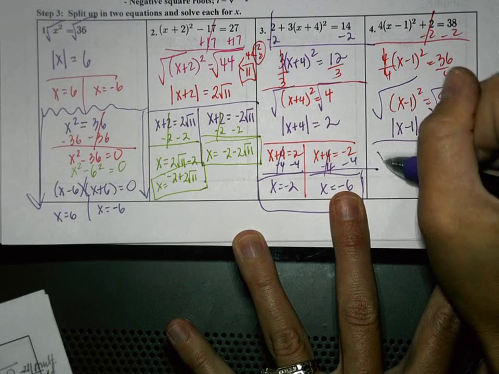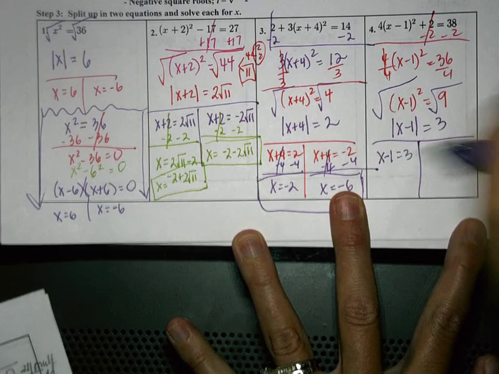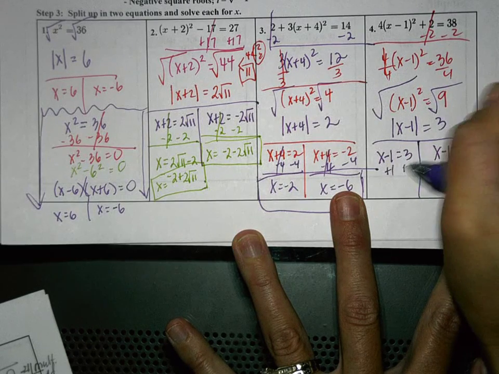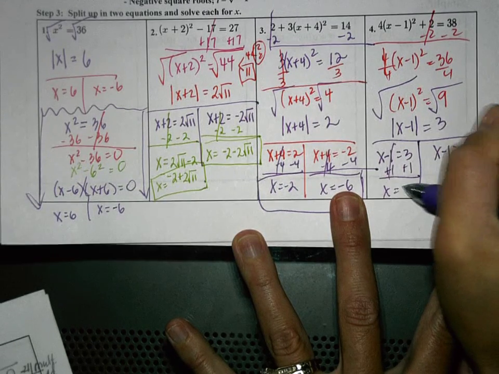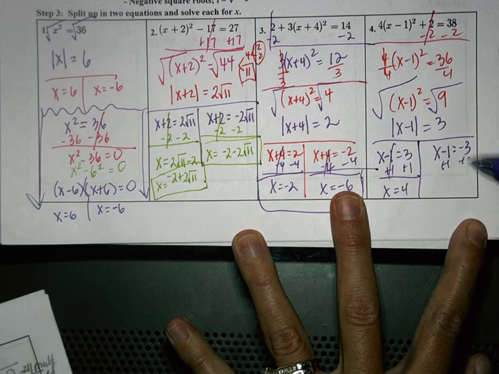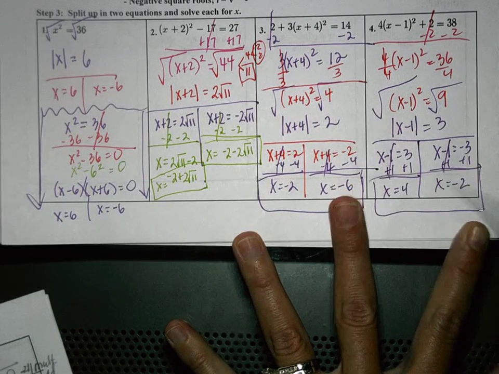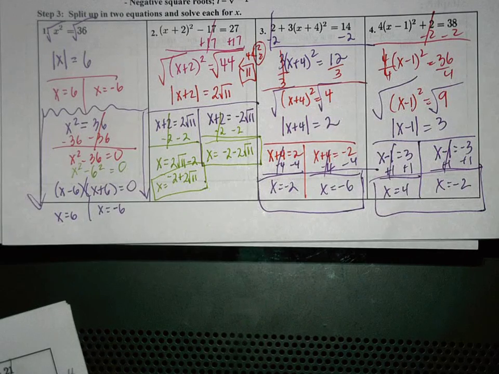Then we set up the equations. X minus 1 equals 3. X minus 1 equals negative 3. Add 1 to both sides. X equals 4. Add 1 to both sides. X equals negative 2. Are there any questions there?